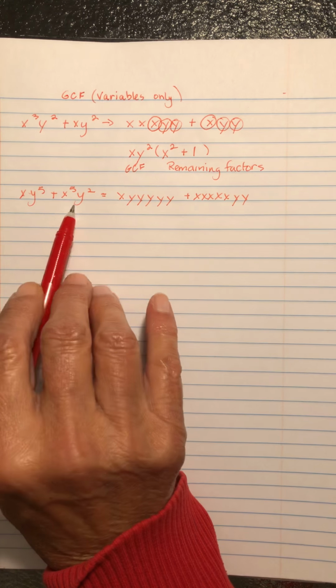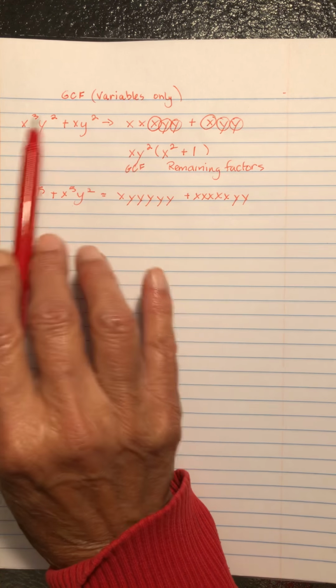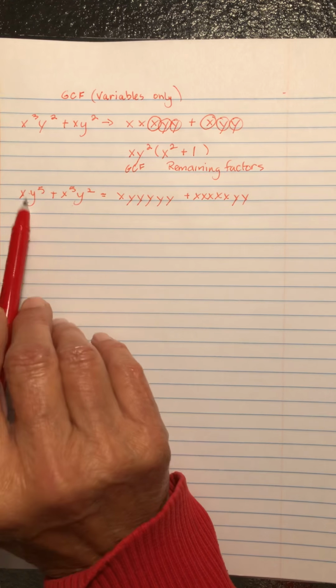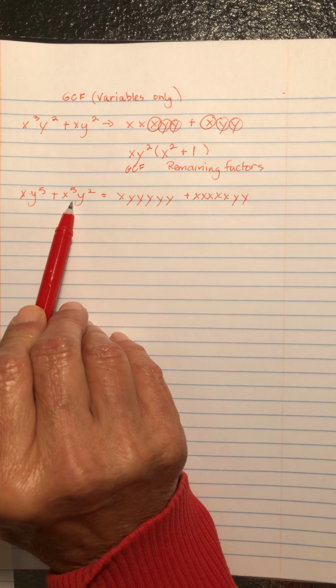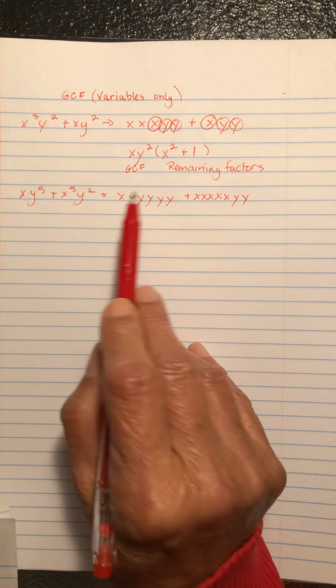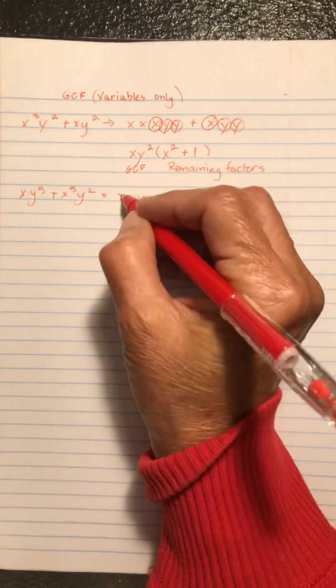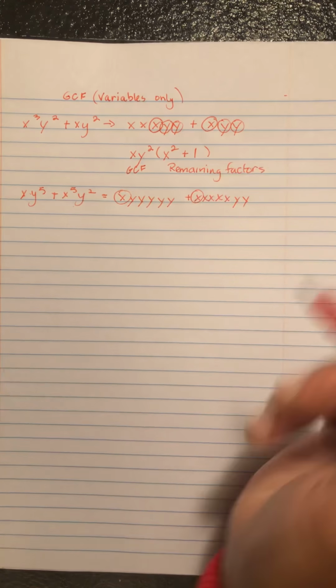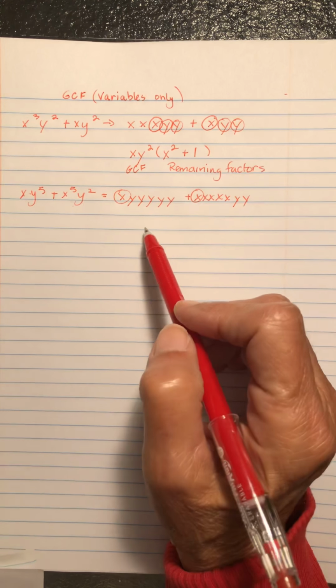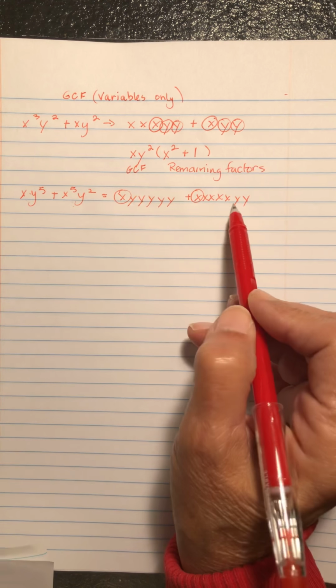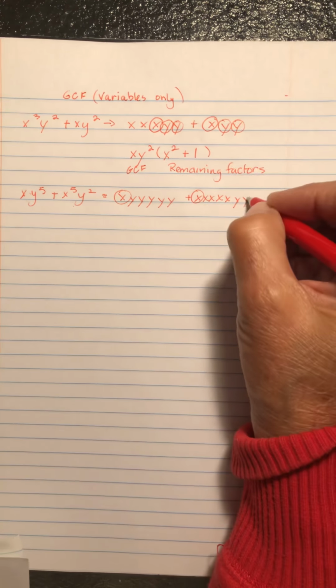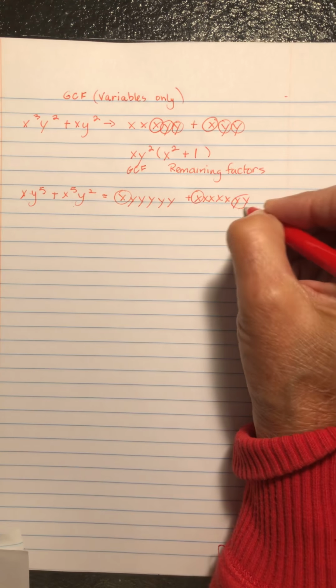Again, what do they have in common? Notice it's really going to be the least amount that are here. So if I have an x here and x to the fifth here, well, what can I pull out of both of them? I can only pull out 1x from here, so that gives me 1x there. What about the y to the fifth? Well, there's only 2 of them here, so I can only pull out 2.